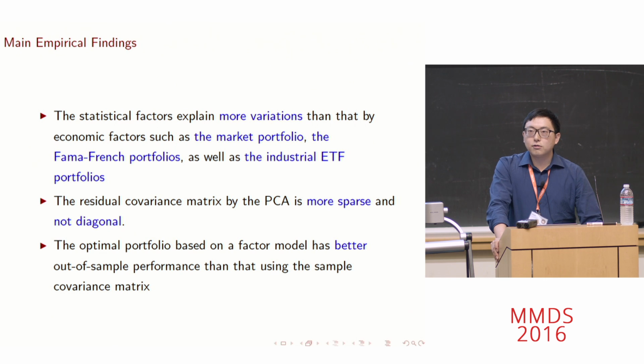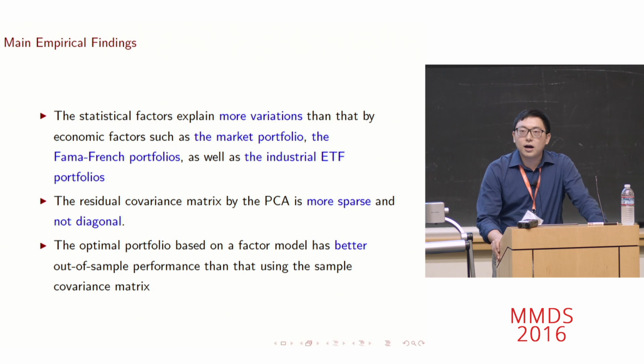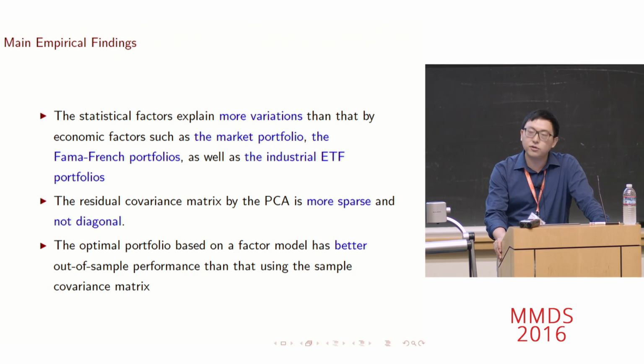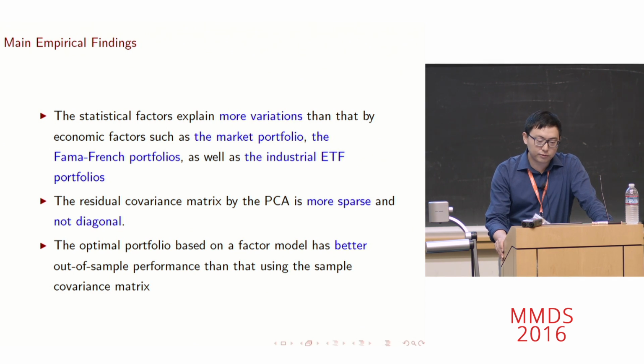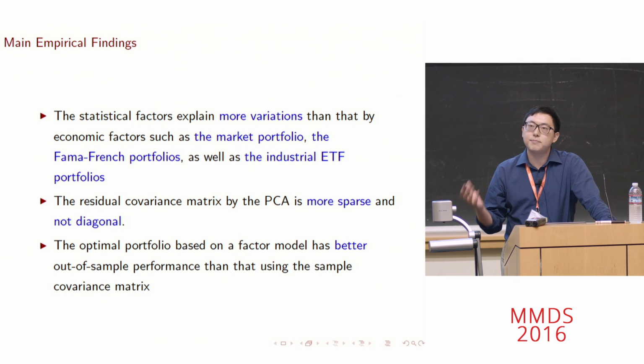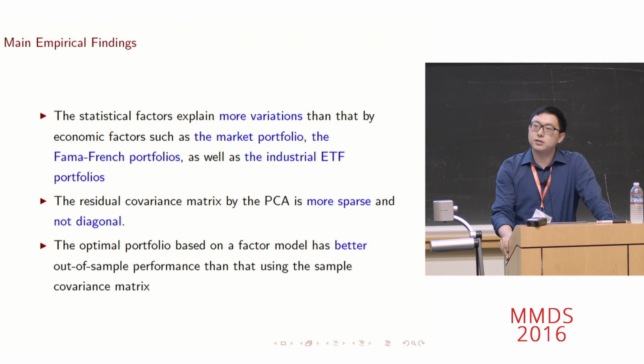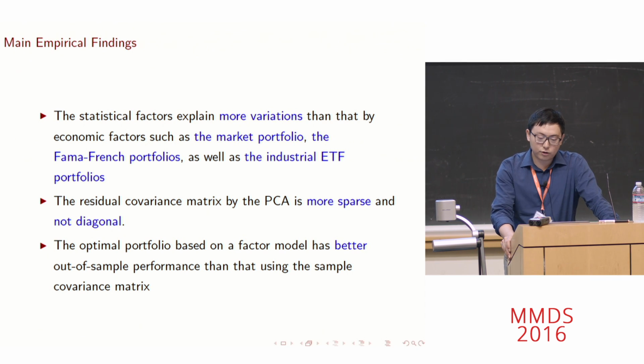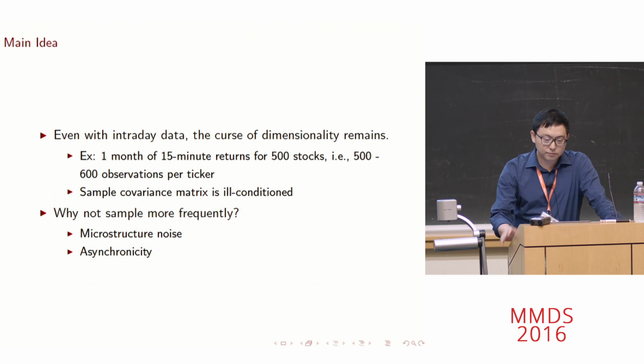There are some main empirical findings I would like to summarize here. We use PCA to identify statistical factors, and they explain more variation than the economic factors, such as the market portfolio, the Fama-French factors, as well as the industry ETF portfolios. The residual covariance matrix, which is the part left after you remove the component explained by the PCA, is very sparse and not diagonal. And the optimal portfolio based on our covariance matrix is better in terms of out-of-sample performance.